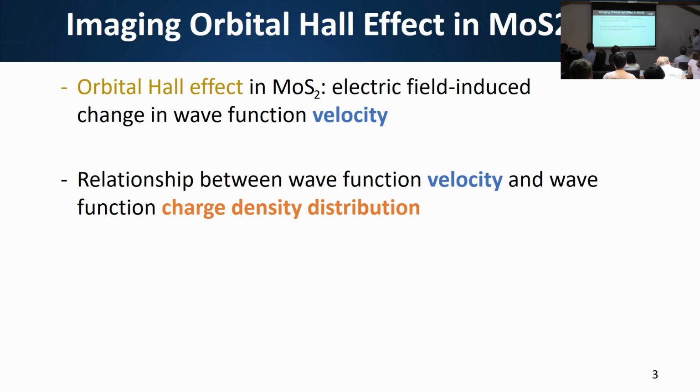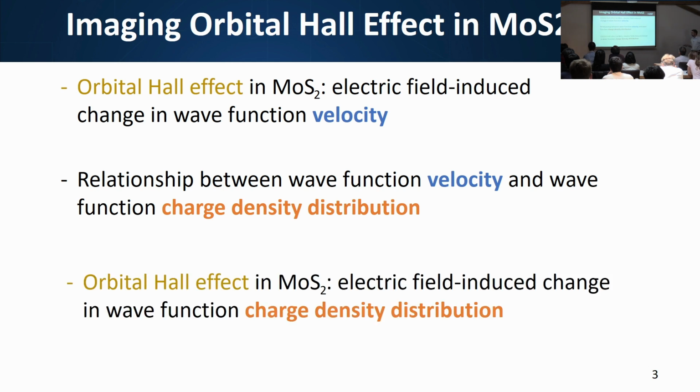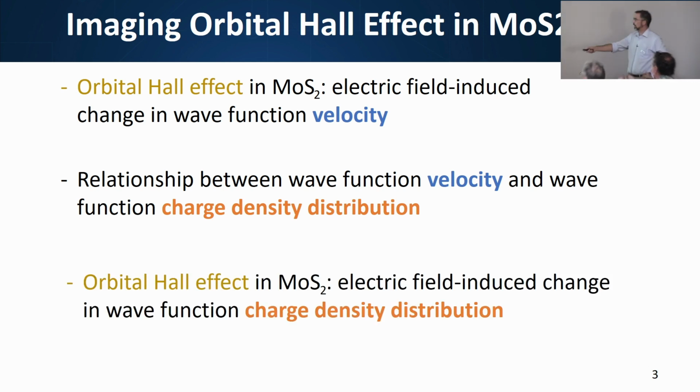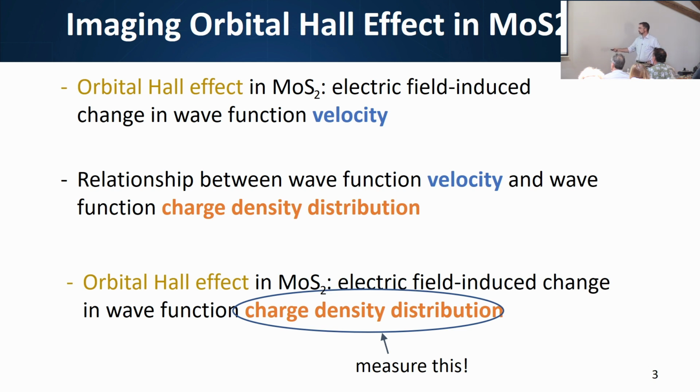So let's start with MoS2. As we learned, MoS2 has an orbital or valley Hall effect, and that can be understood in terms of an electric field-induced change in the wave function velocity, or the anomalous velocity. And what I'll show is a new relationship which relates the wave function velocity to a wave function charge density distribution that applies for this material. And we can combine these two things and therefore understand the orbital Hall effect as not a change in the velocity, but instead a change in the charge density distribution. And this is something that's in principle measurable.